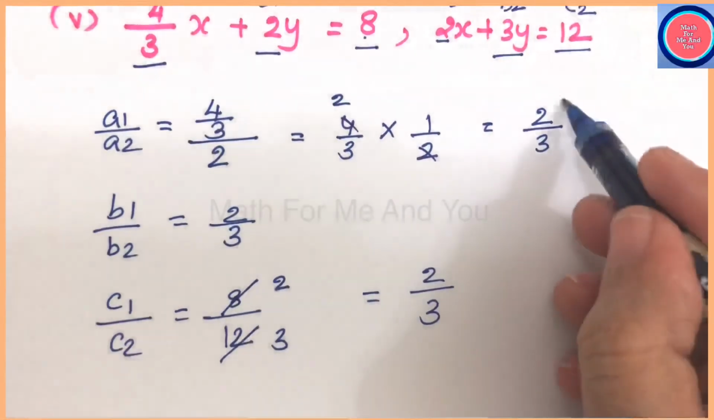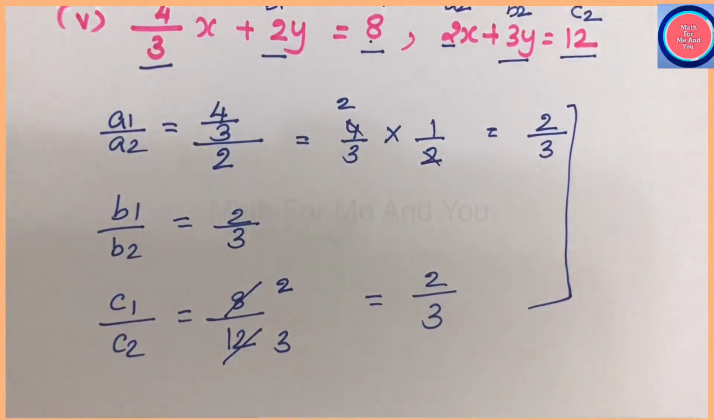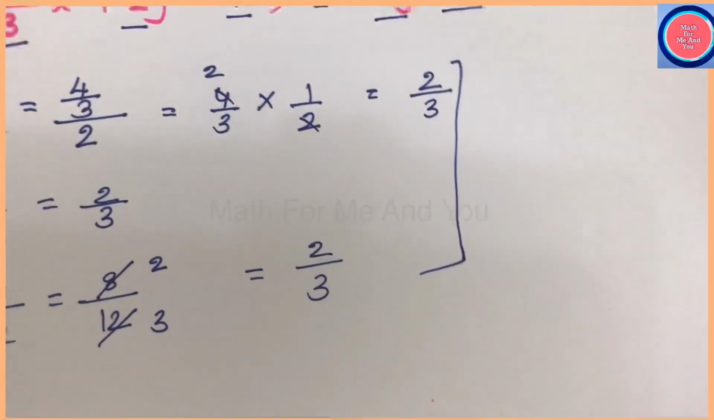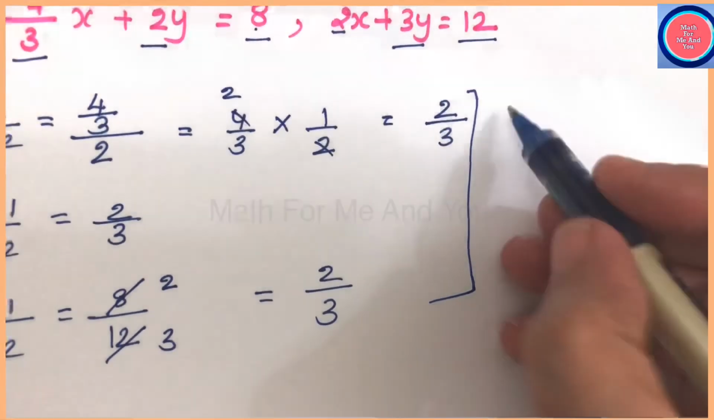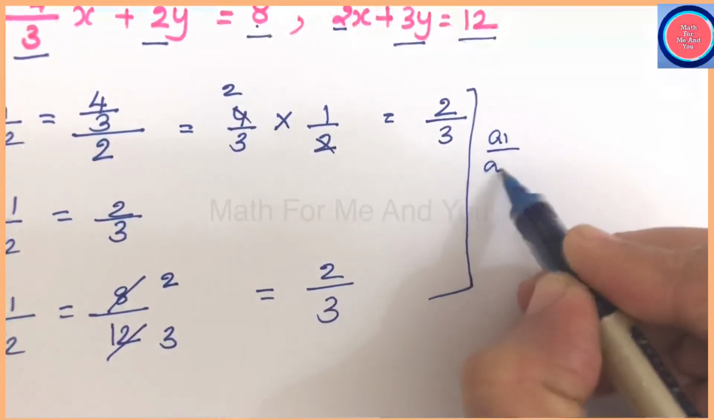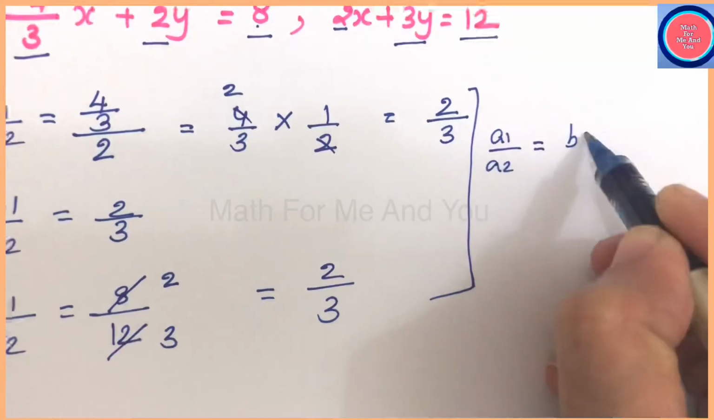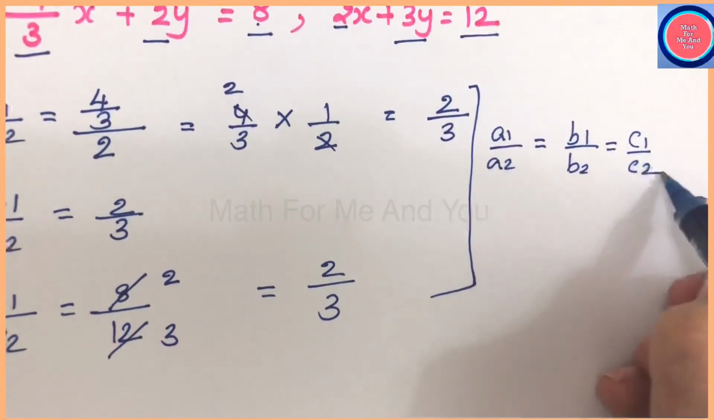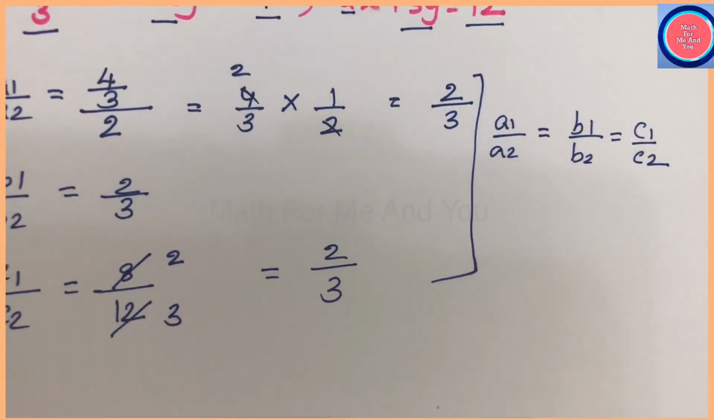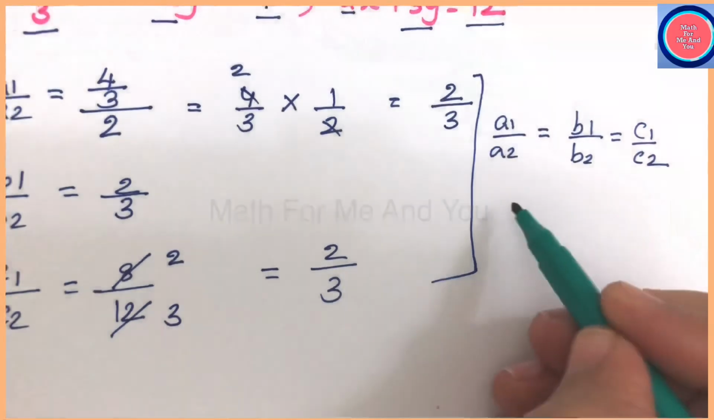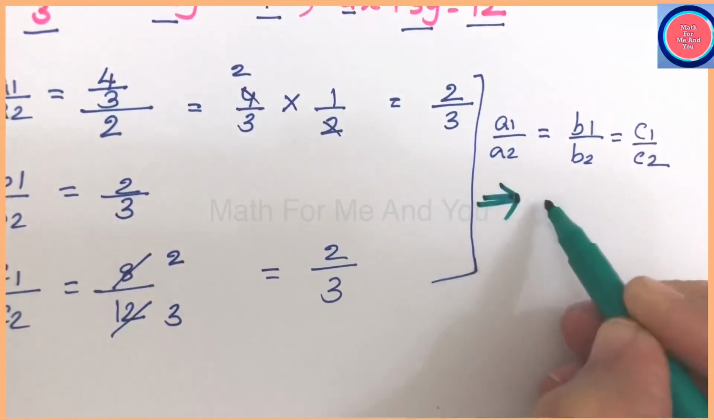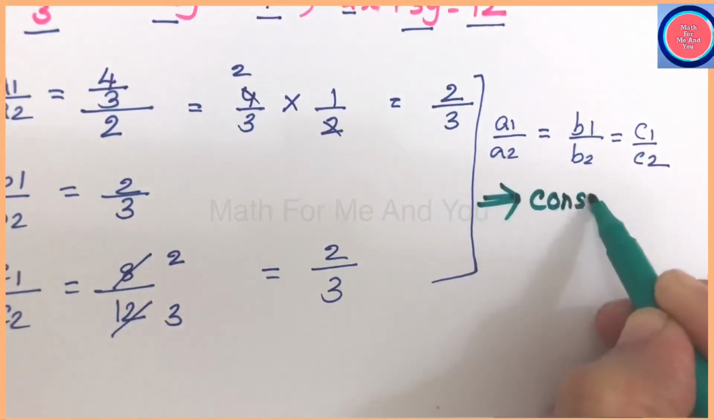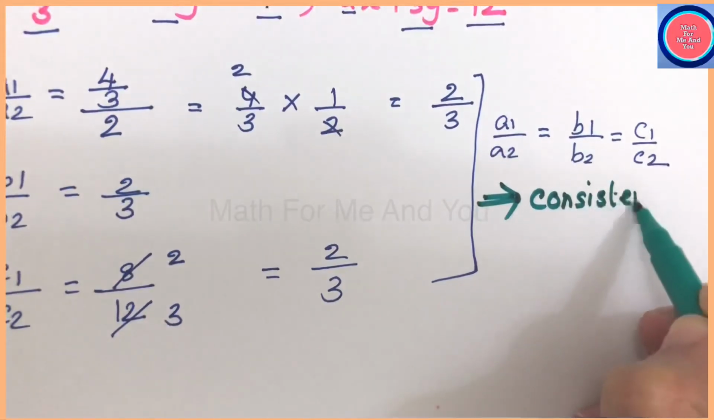Comparing these ratios, we could write the three ratios are equal. A1 by A2 is equal to B1 by B2 equals C1 by C2. Same like previous question, we can say here equations are consistent because they are coincident lines having many solutions. So the given pair of equations are consistent.